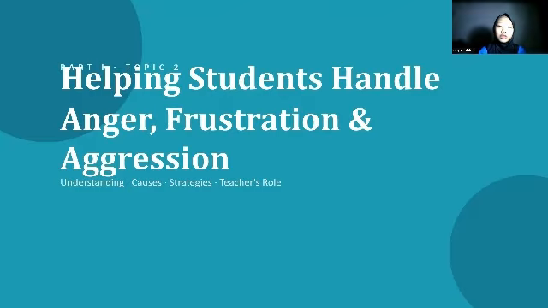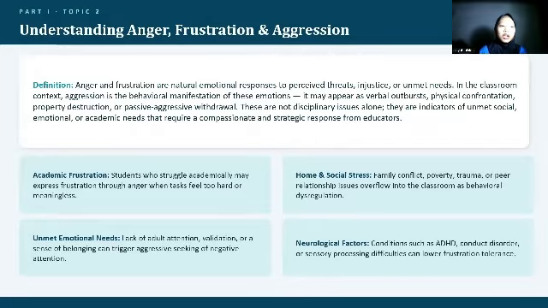Topic 2: helping students handle anger, frustration, and aggression. Definition: anger and frustration are natural emotional responses to perceived threats, injustice, and unmet needs. In the classroom context, aggression is the behavioral manifestation of this emotion. It may appear as verbal outbursts, physical confrontation, property destruction, or passive-aggressive withdrawal.